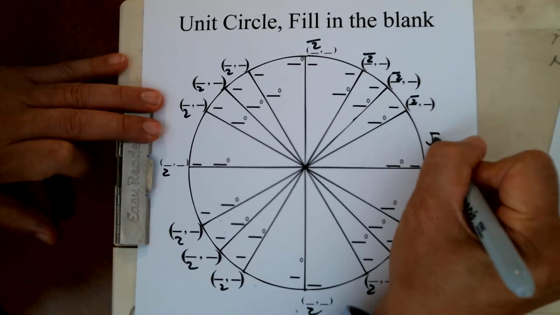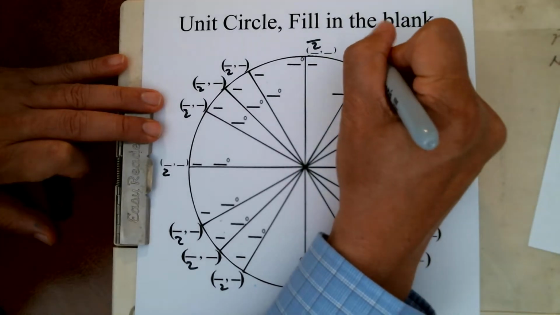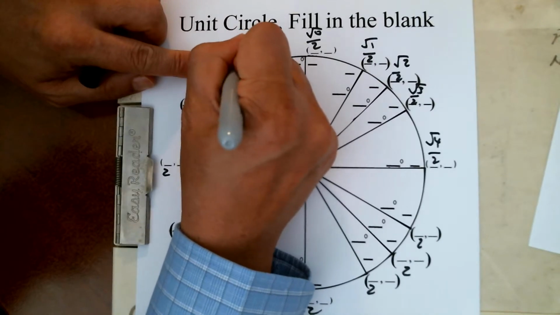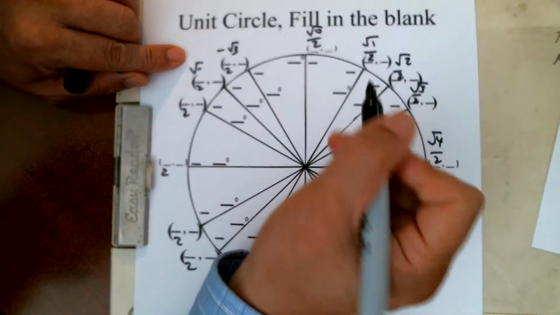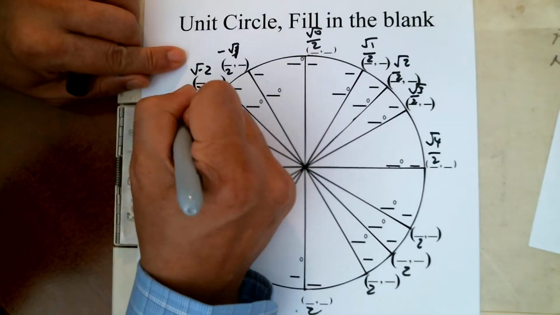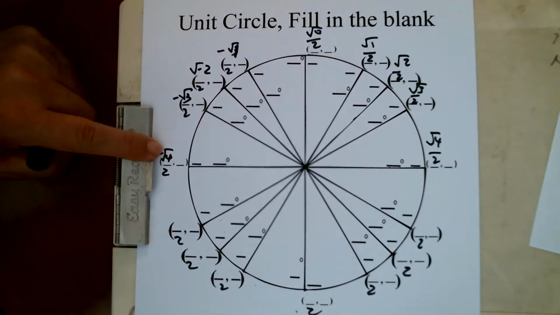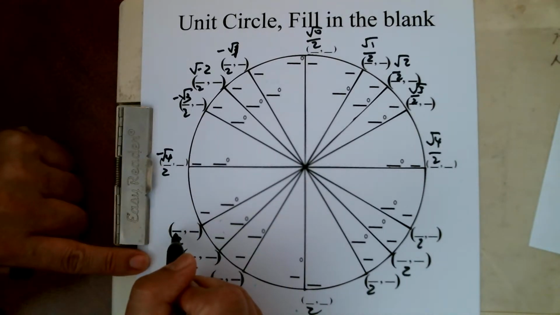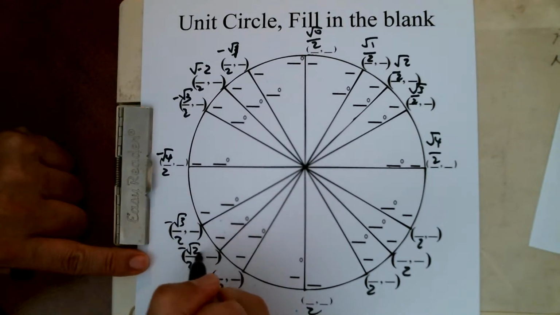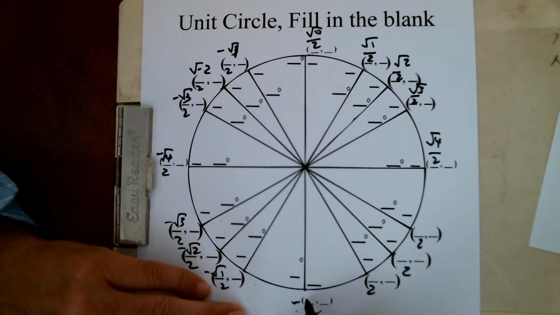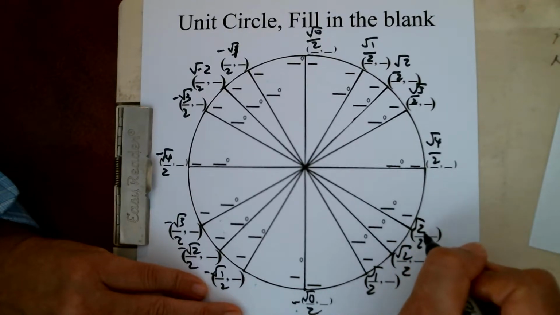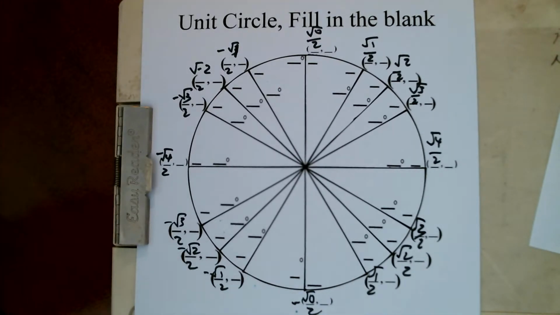The x coordinate is going to be root 4, root 3, root 2, root 1, root 0. You see that? And then it's going to go backwards, so it's going to be negative root 3, negative root 2, negative root 1, negative root 4. Negative root 4 is just, if you simplify this, negative 1, right? And then you go backwards again: negative root 3, negative root 2, negative root 1, negative root 0, and then we're going back to positive in the x direction. Root 1, root 2, root 3, and root 4. That's it. Let's do the y coordinate.